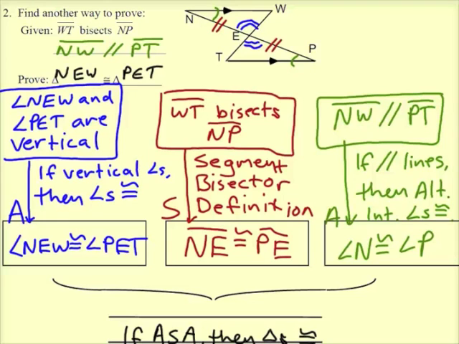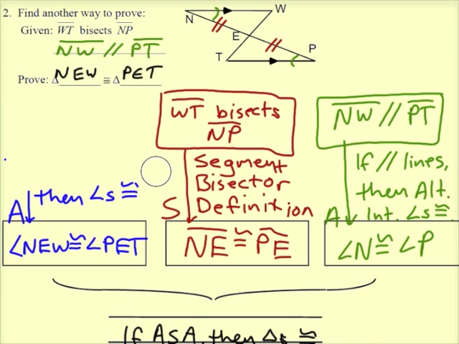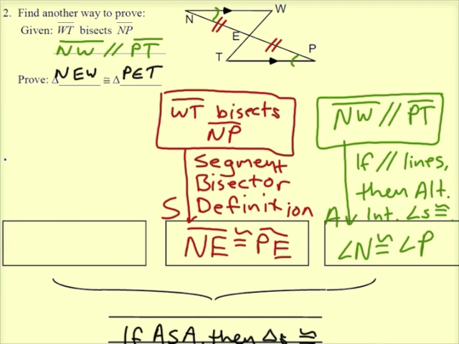By the way, with this particular proof, there's another way to go about proving it. A second way of proving it does not use these vertical angles, so all of this blue information we actually wouldn't use. Instead of the blue angles at NEW and PET, we can still use the fact that NW and PT are parallel, and that tells me that alternate interior angles are congruent. Well, angle W and angle T are also alternate interior angles. So we could use that information for the proof as well.